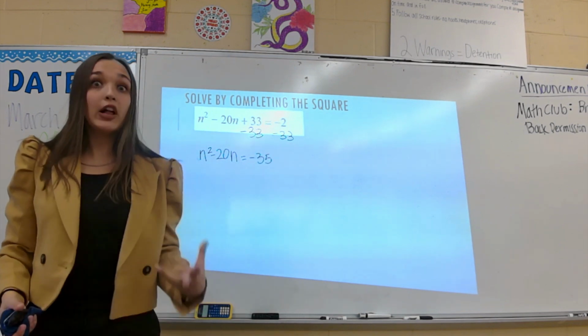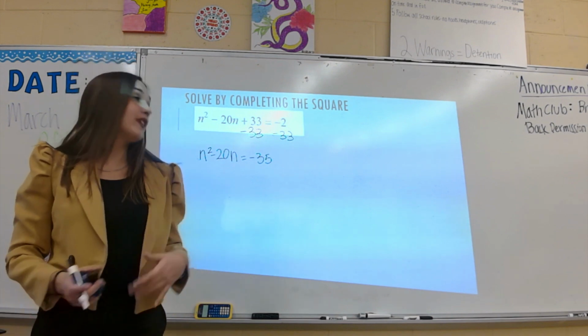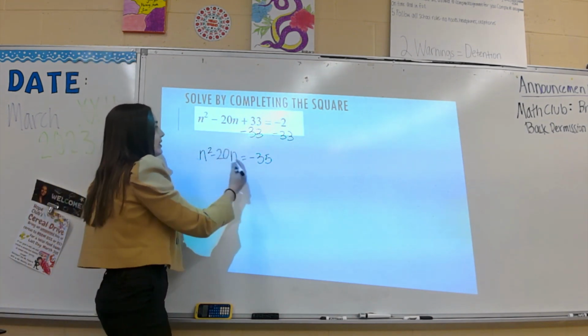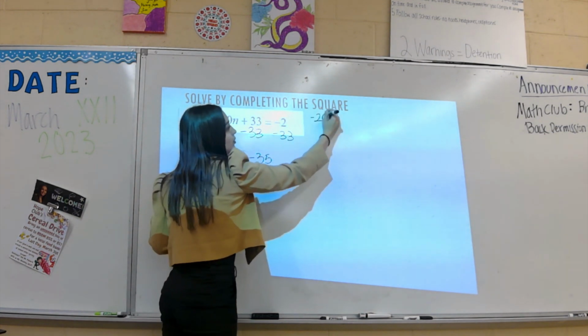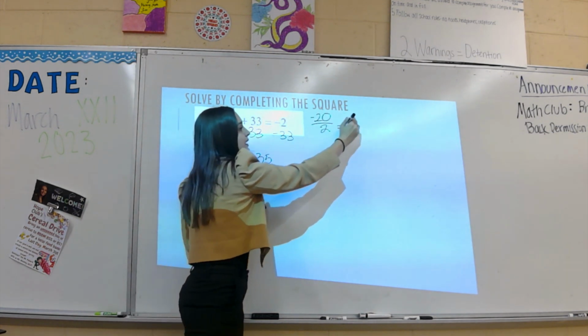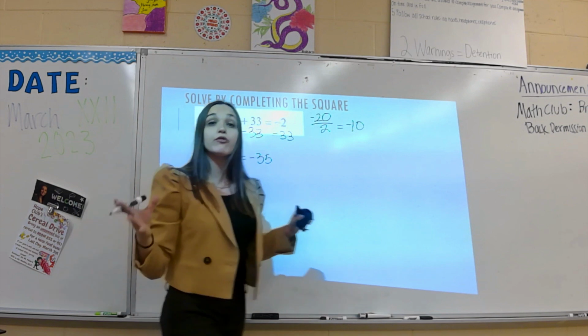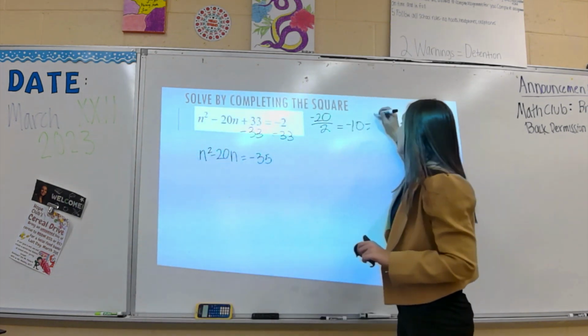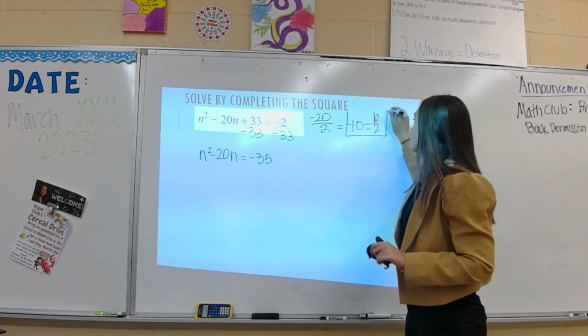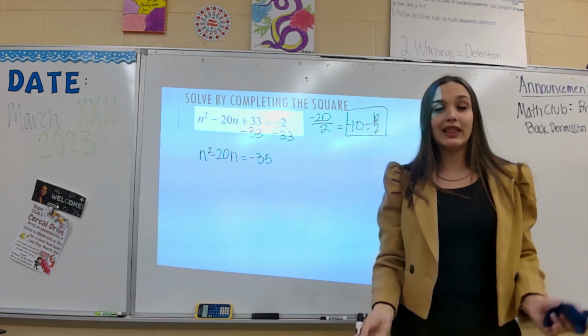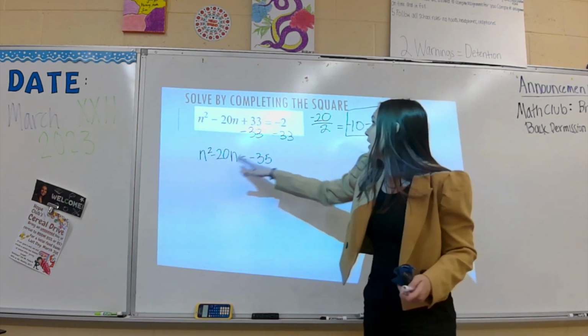Now, we're going to follow our rules. Where we take our b, we divide it by 2. Our b is negative 20, so I'm going to put this over here. Negative 20 divided by 2 is negative 10. So I'm going to recall later that this is my b over 2. And I'm going to box it off so I remember that for later.